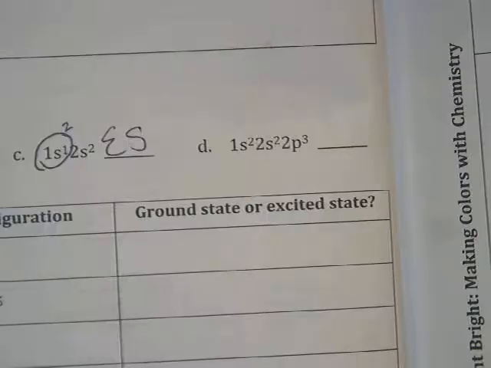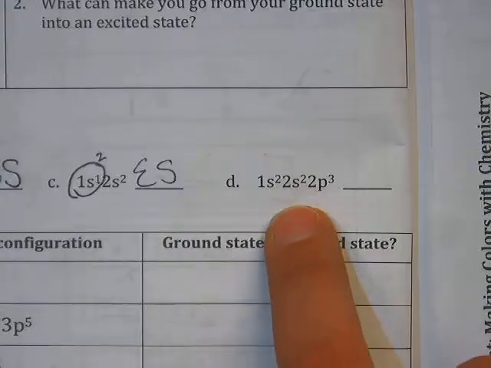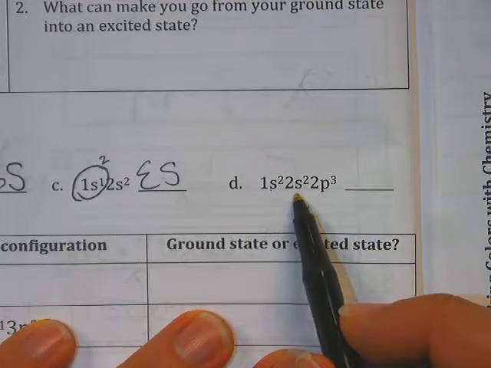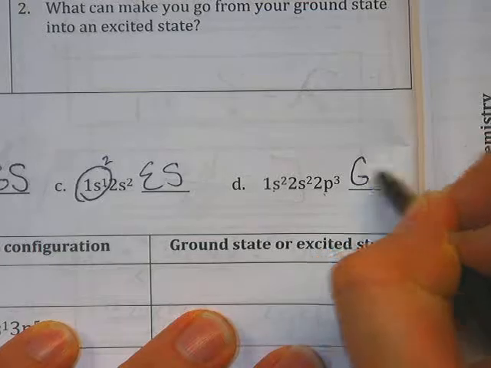And for our final one, 1s2, 2s2, 2p3, GS. These all look correct, so that is the ground state.